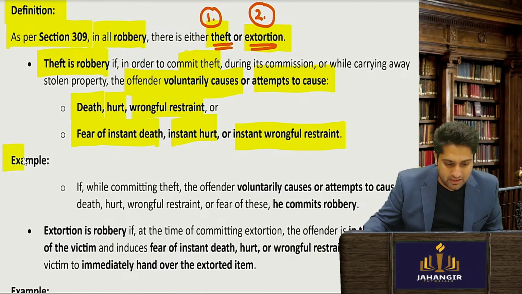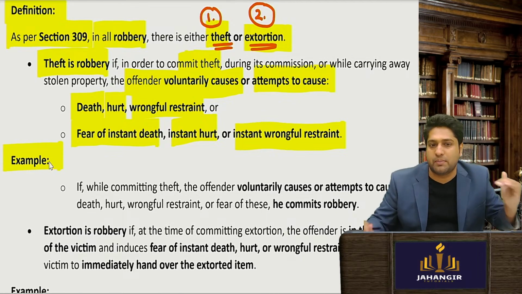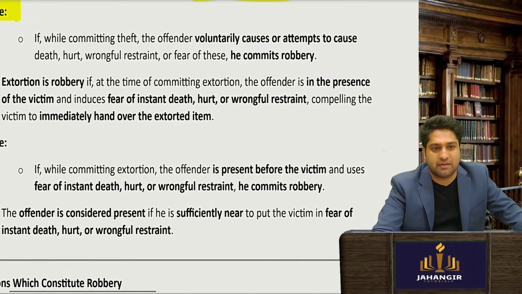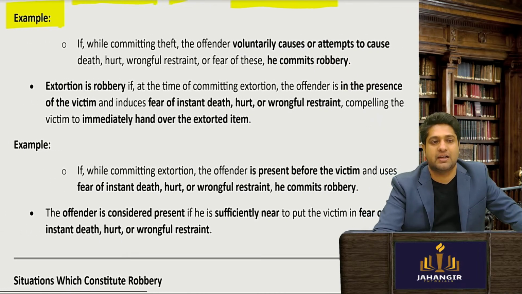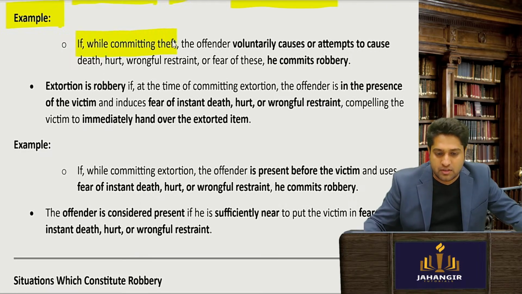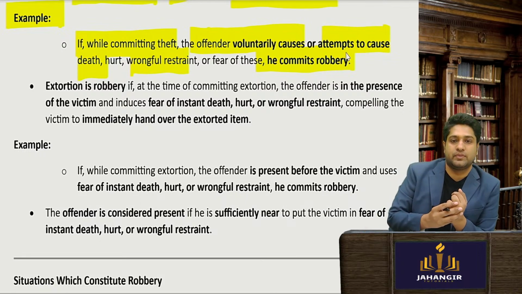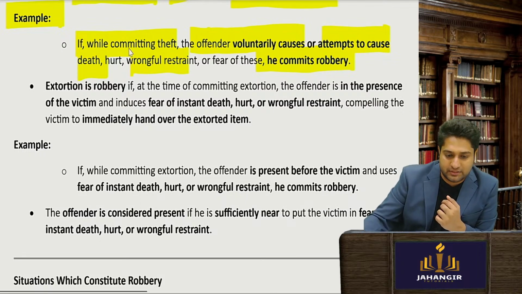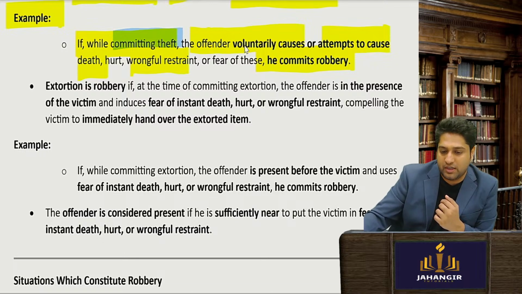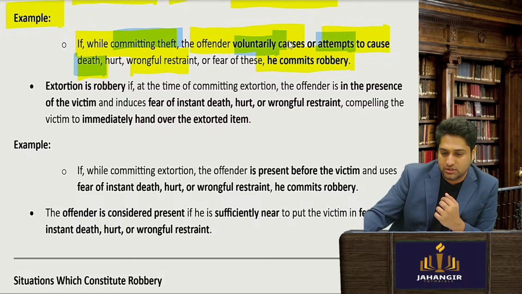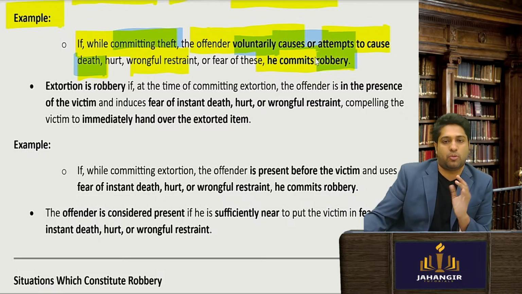Okay, so now let's see. We'll understand this slowly. First, let's read it up. Example: if while committing theft, the offender voluntarily causes or attempts to cause death or wrongful restraint, he will be said to have committed robbery. So while committing theft, if he voluntarily causes death or attempts to cause death, it will be said to be robbery.